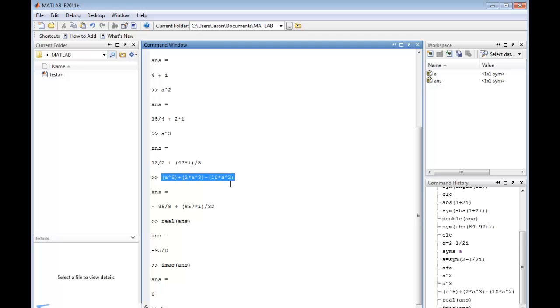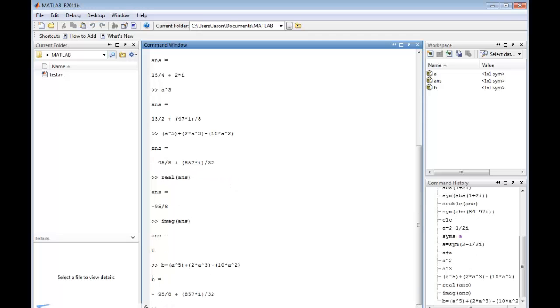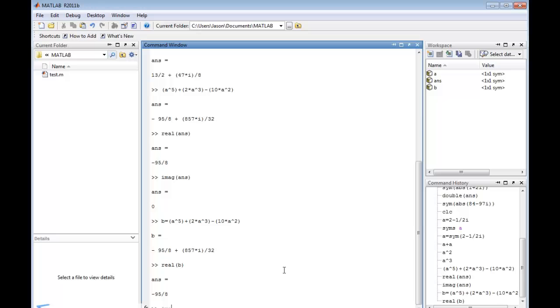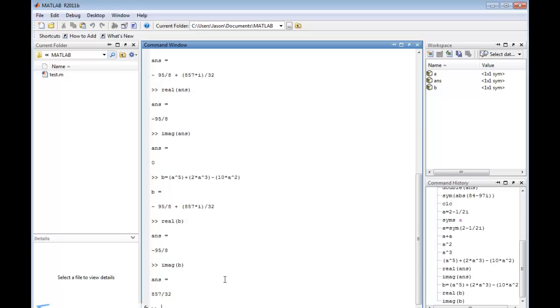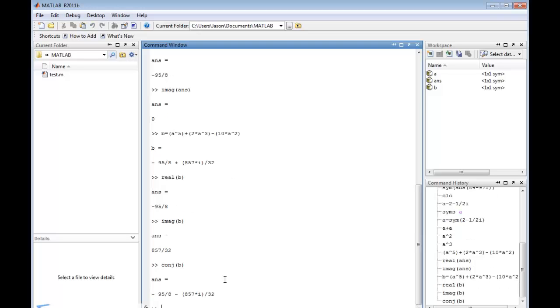So I can just highlight this. I can copy, Control C, paste it down here. So variable B is now equal to the answer that I want to deal with. So the real part of B is given by that. The imaginary part of B is given by 857 over 32. I can do things like take the conjugate of the answer B if I like, and it's going to treat it all. I noticed it put a minus there. That's the conjugate of what B was originally equal to with the plus sign there. It's going to treat it all exactly, and that's really what the Symbolic Math Toolbox is for.